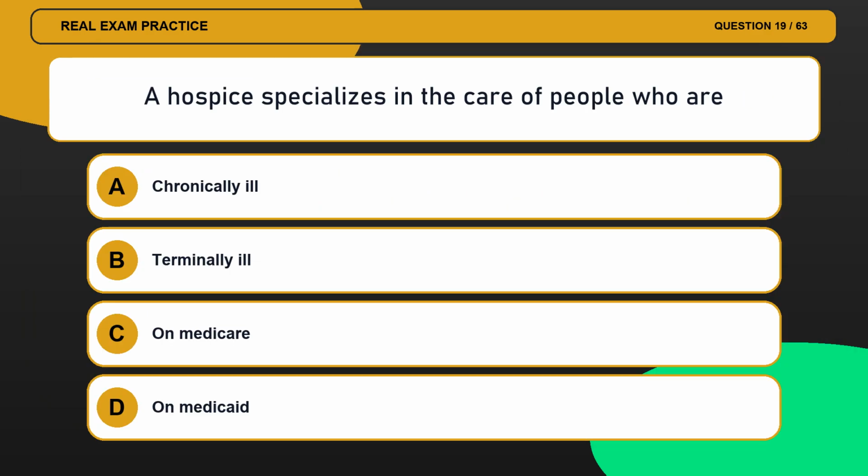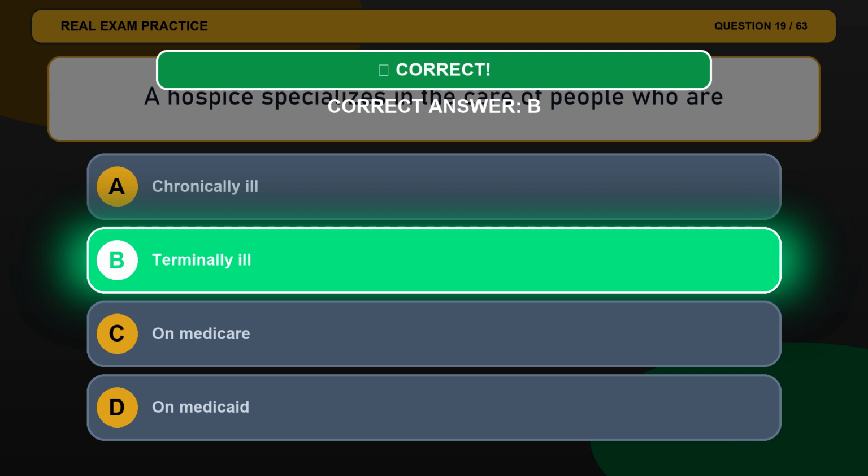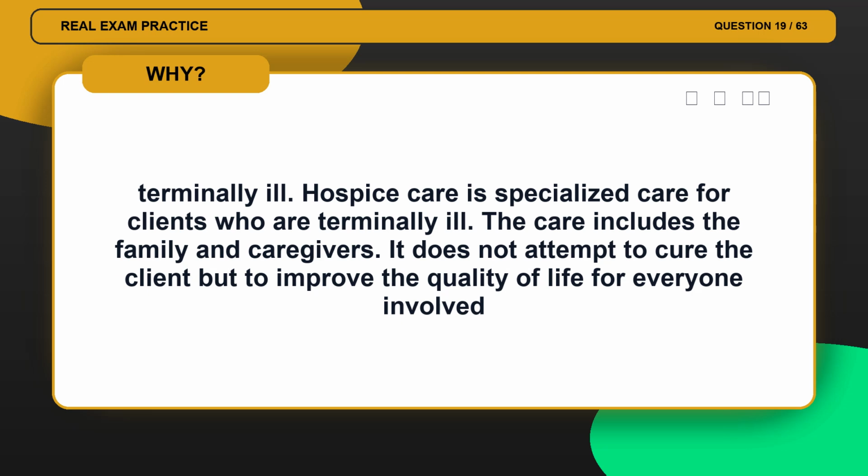Question 19. A hospice specializes in the care of people who are: Option A. Chronically ill. Option B. Terminally ill. Option C. On Medicare. Option D. On Medicaid. The correct answer is option B. Terminally ill. Hospice care is specialized care for clients who are terminally ill.